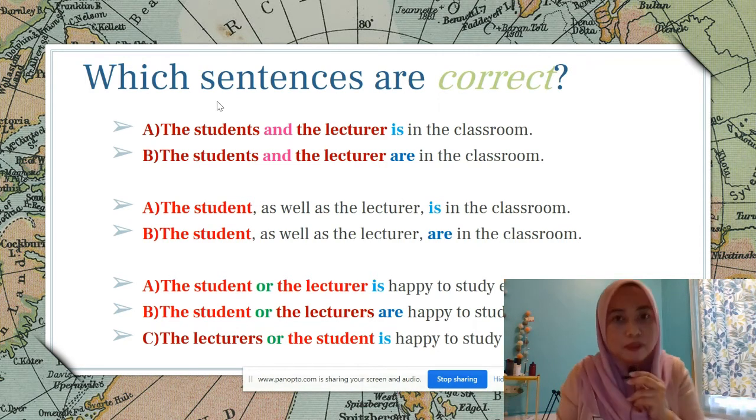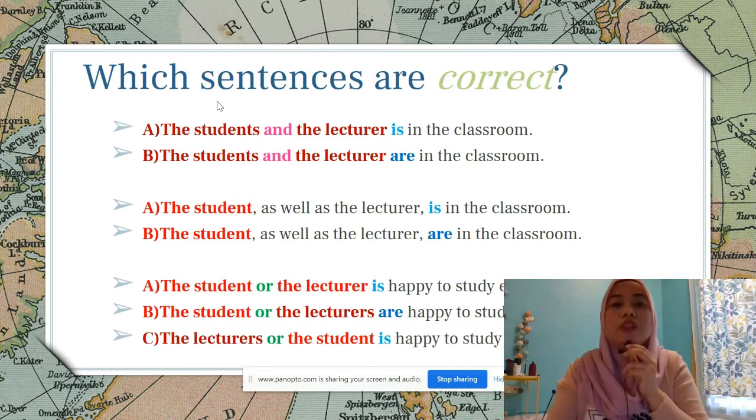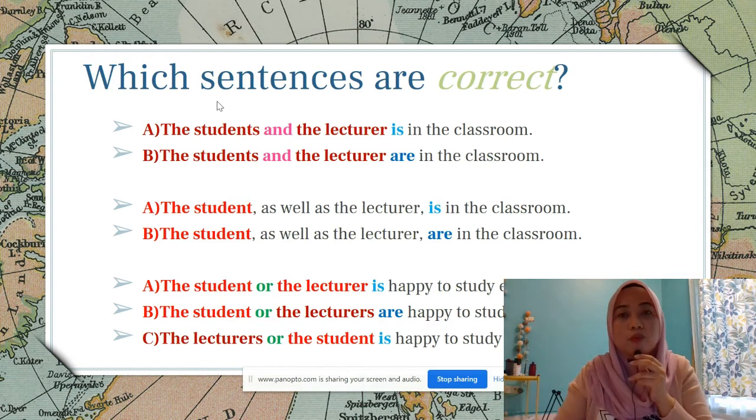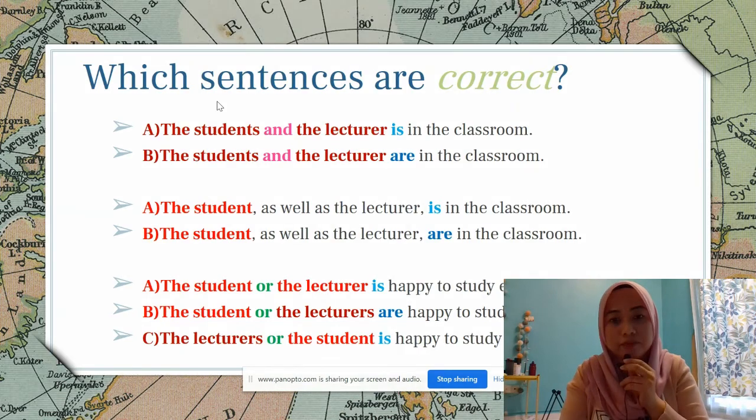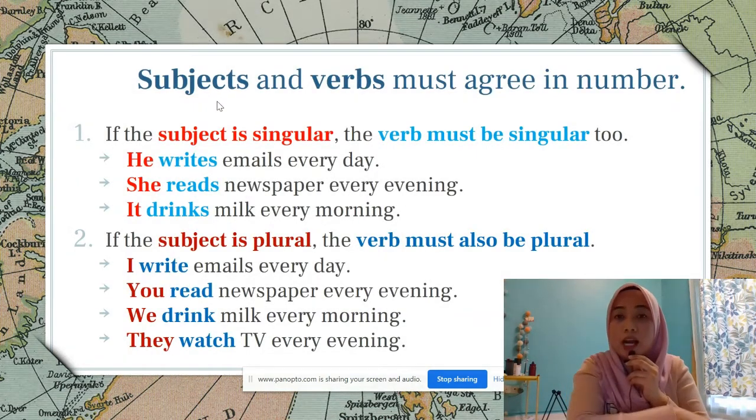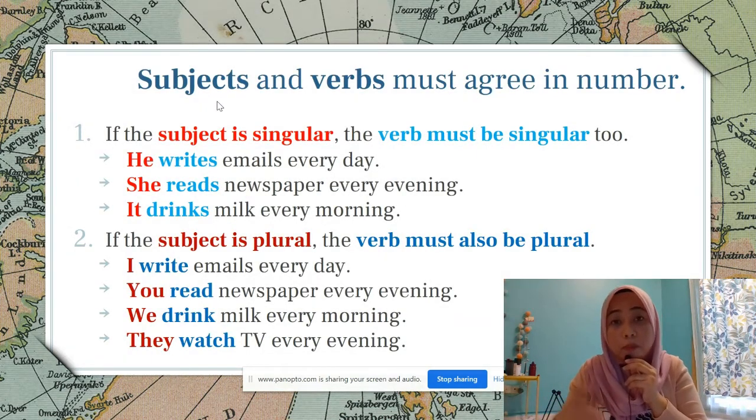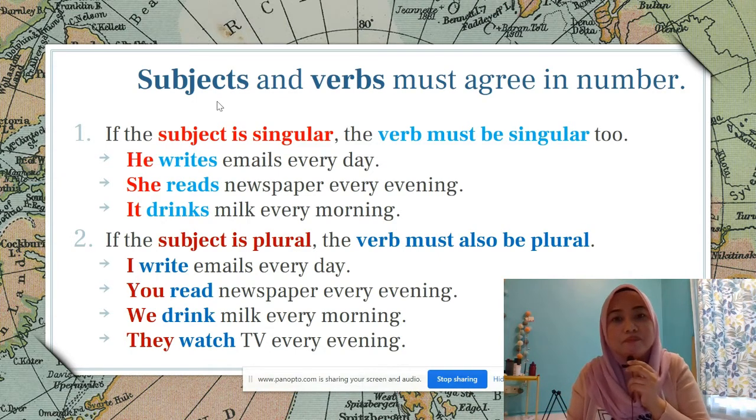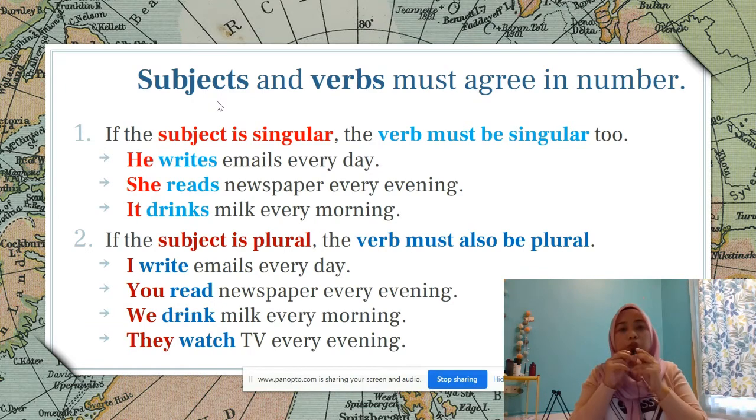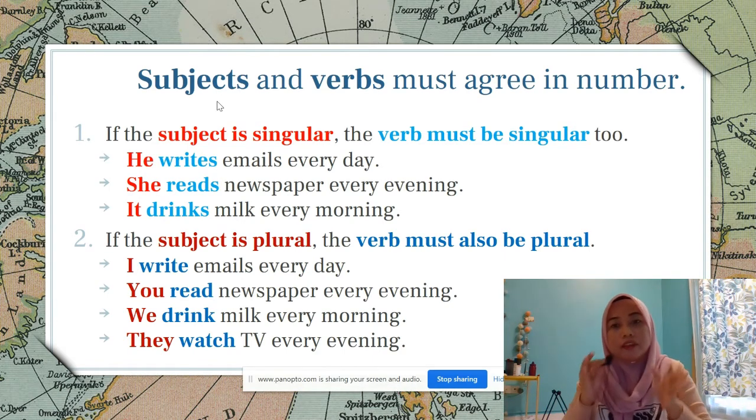Okay, God knows. But let's move on to the next part of our agenda, which is the rules themselves. As I said just now, we're going to come back to those questions and compare whether you got it right or wrong, or maybe you just knew it. Now, the first rule is that the subject and the verb must agree in number.